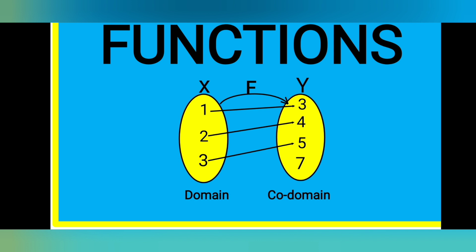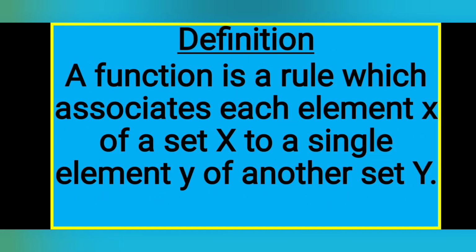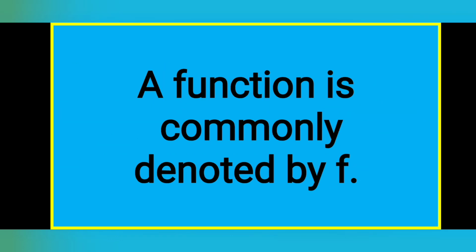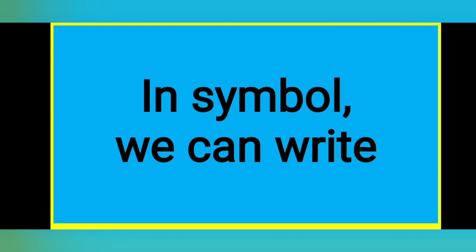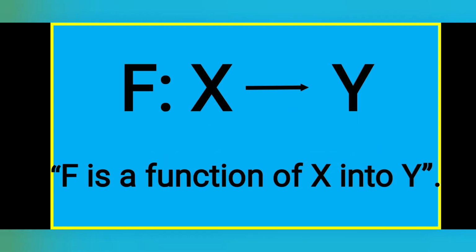Now let's see what a function is. Let's look at the definition of a function. If we have two sets X and Y, we can define a function as a rule which assigns or associates each element of a set X to a single element of another set Y. A function is commonly denoted by letter f, and in symbols we can write a function this way, and we read it as f is a function of X into Y.